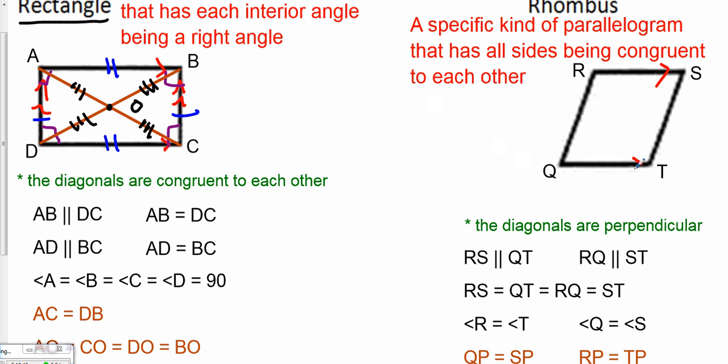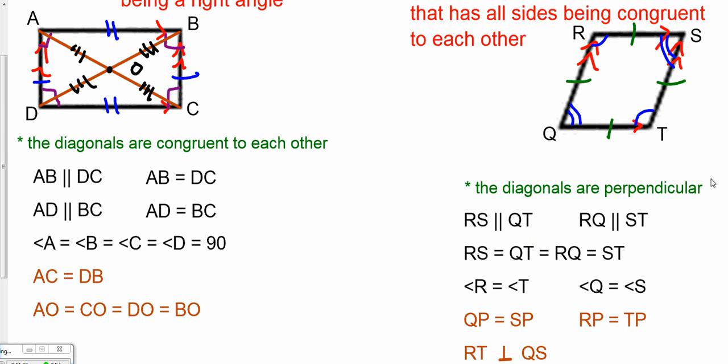Parallelogram means that side is parallel to that one. This is parallel to this. Because it's specifically a rhombus kind of a parallelogram, all of these sides are congruent to each other. They're all the exact same length. Because it's a parallelogram, this angle equals this angle, and this angle equals this angle right here. Okay, so that would be all the information in black. We can figure all that out.